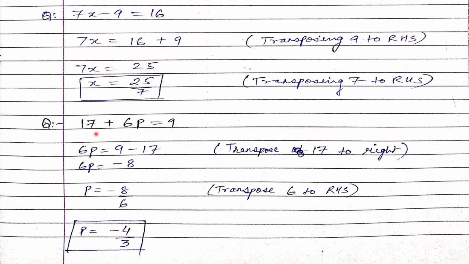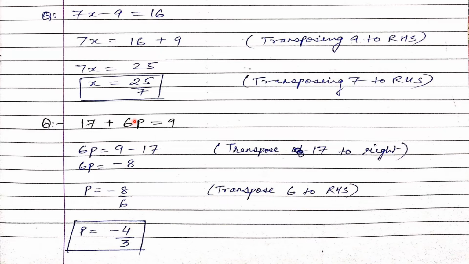In a similar way, I am explaining this question also. Here we have 17 plus 6p equal to 9. Here also we take 17 to the other side first. Now again the same problem. This p will see among 6 and 17 who is less precious to it. It will see this 17 is away from it, so it will try to remove this first.